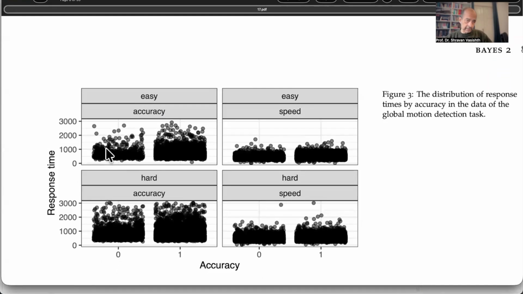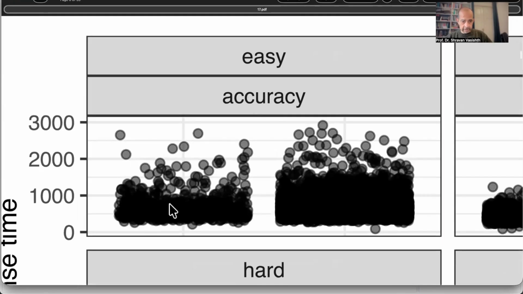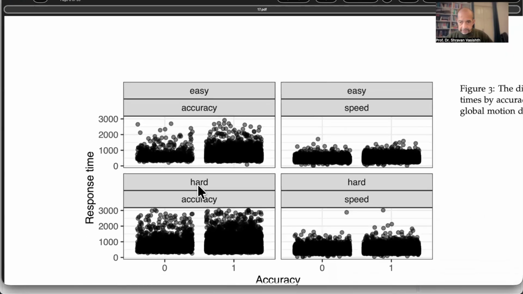What you'll notice is that when the response is inaccurate, generally speaking, let's just look at this plot here. Easy cases and accuracy. This is 0, this is 1. Inaccurate, accurate. What you see is that the inaccurate responses tend to be somewhat faster. The accurate responses have a slightly higher mean. You can see this bigger spread going up to 3000 milliseconds, and these are crushed towards the 1000 range here with a few extreme values, okay?